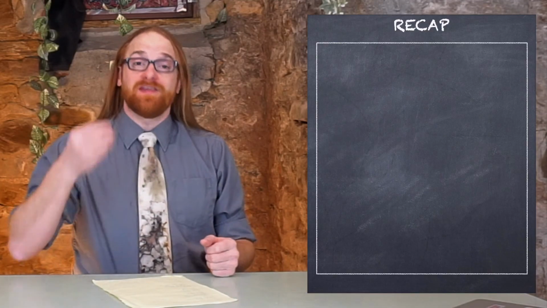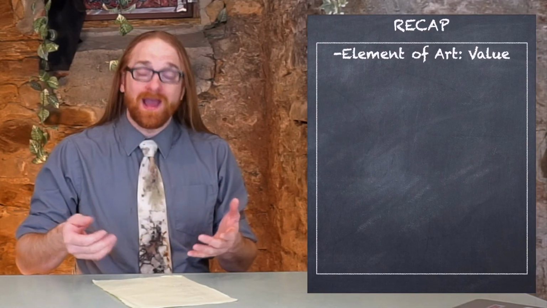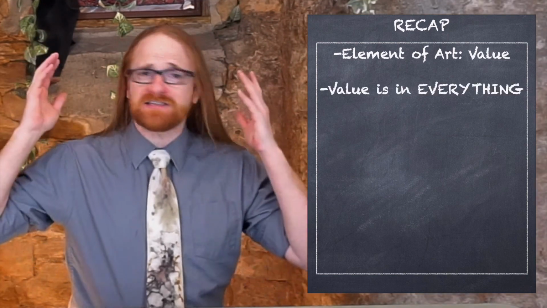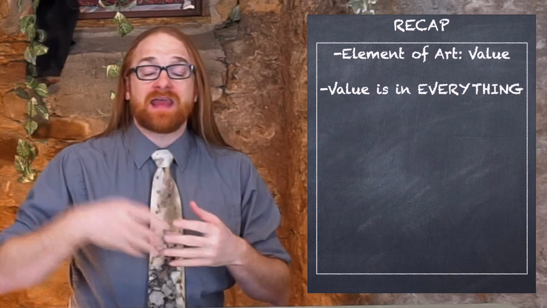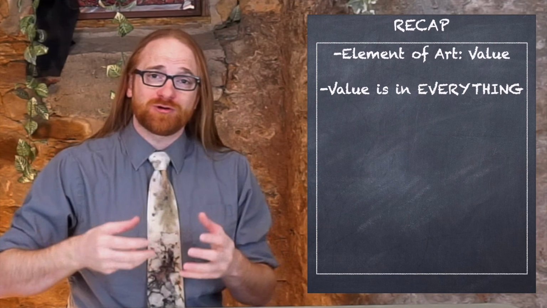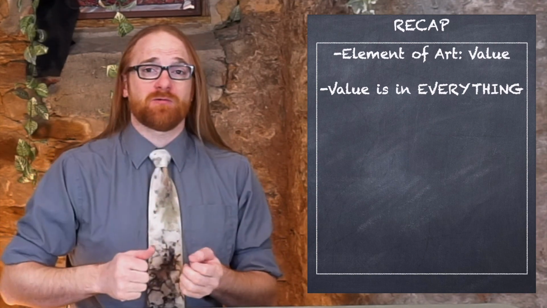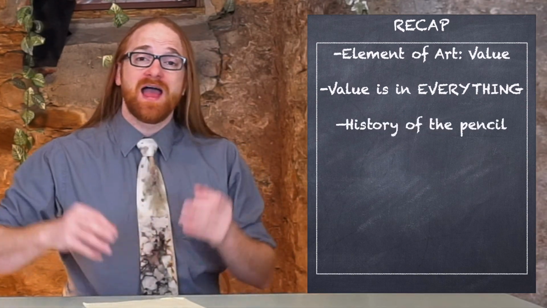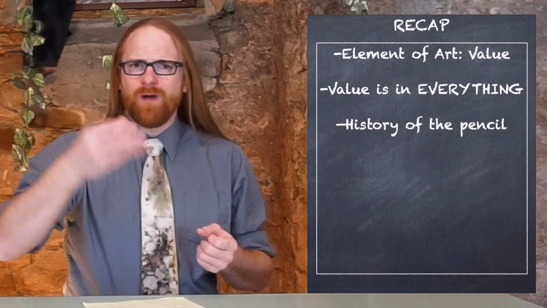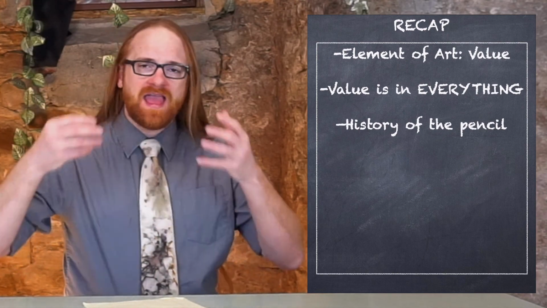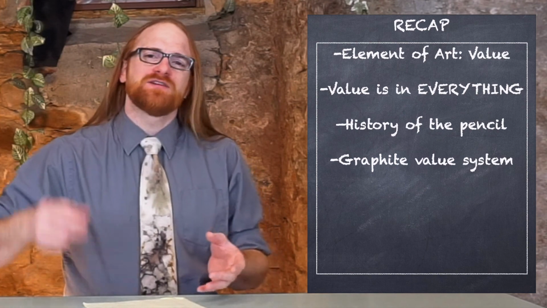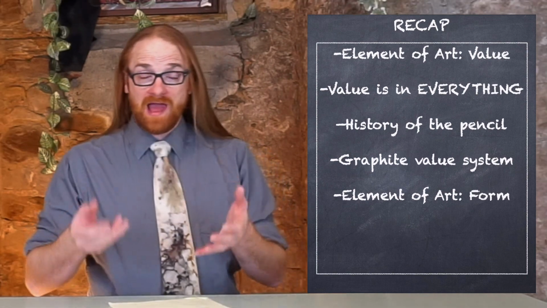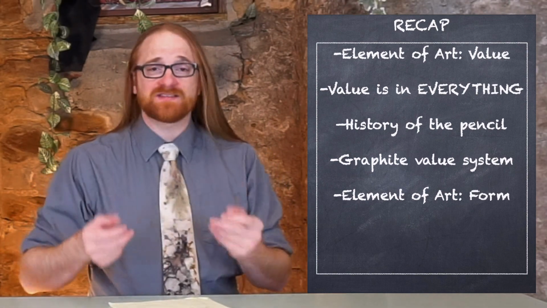Today we talked about the element of art that we call value and its importance. We talked about how value is in everything, and it is extremely important to understand and to master as an artist in order to make convincing two-dimensional artworks and powerful three-dimensional artworks. We talked about the history of the pencil and graphite and why we call it lead. We talked about the HB pencil grading system so you can better use pencils to create that sense of light and dark with value. And last, we talked about the element of art, our last one, form.